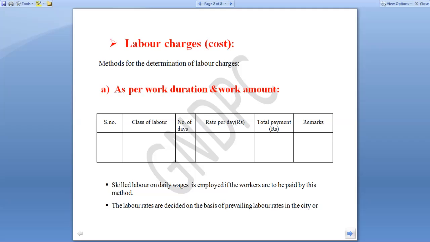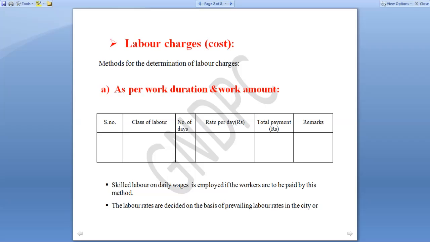The labor charges are thus decided under three methods that have been developed so far. The first is as per work duration and work amount, that is, actual labor cost as paid to the daily wagers. The second one is the electrical point method, or as per unit work basis. And the third one is as per percentage of the material cost. Now we'll be taking them one by one, starting with the first, that is, as per work duration and work amount.